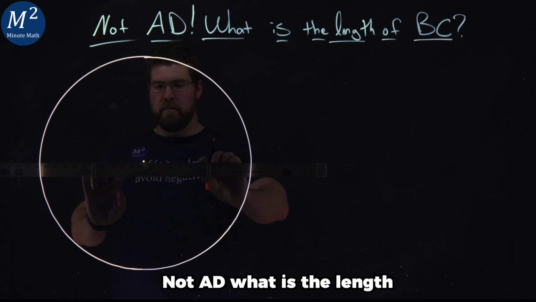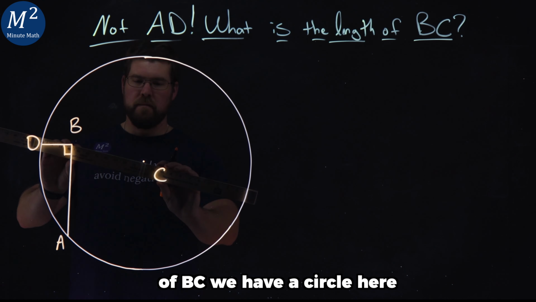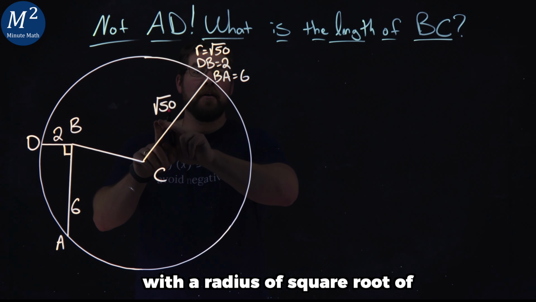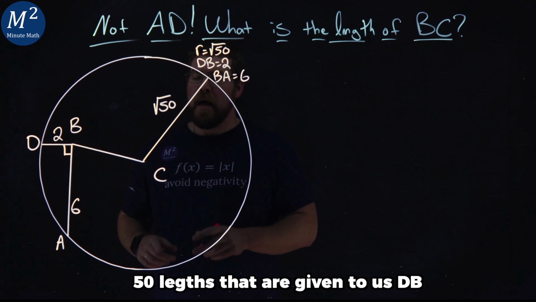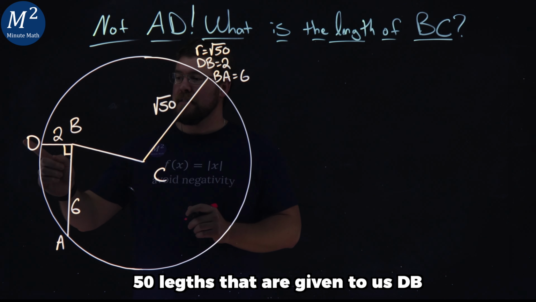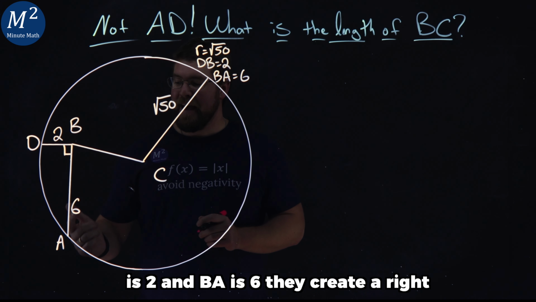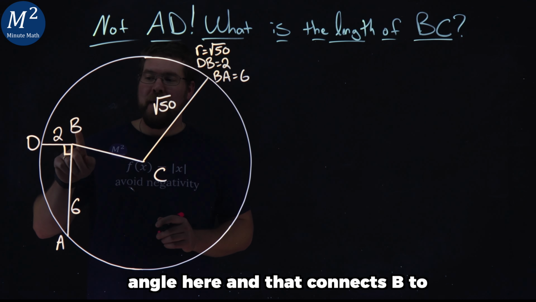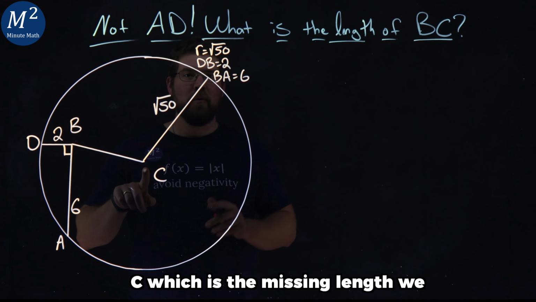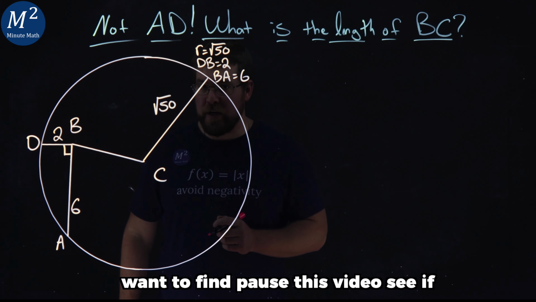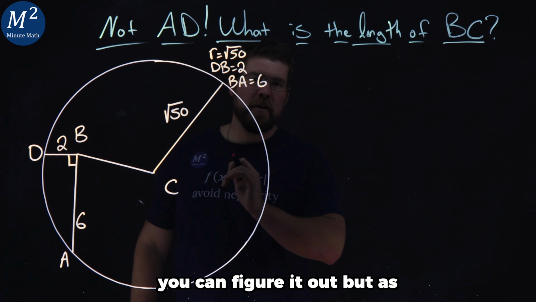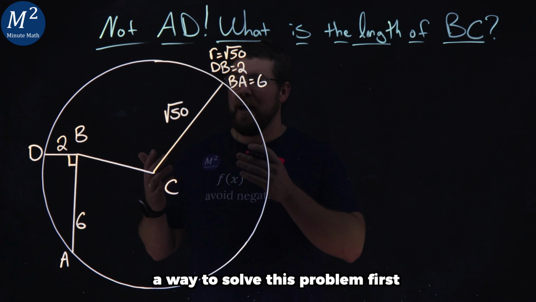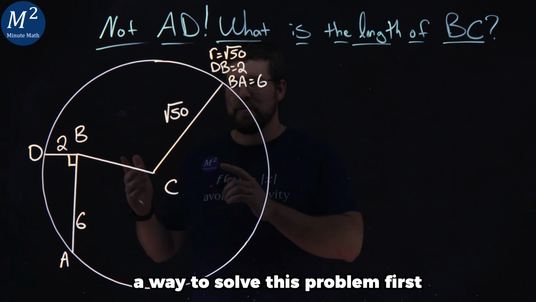Not AD. What is the length of BC? We have a circle here with a radius of square root of 50. Lengths that are given to us, DB is 2 and BA is 6. They create a right angle here, and that connects B to C, which is the missing length we want to find. Pause this video, see if you can figure it out, but as always, I'm going to dive in and show you a way to solve this problem.